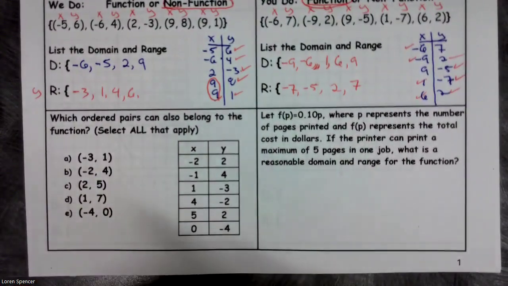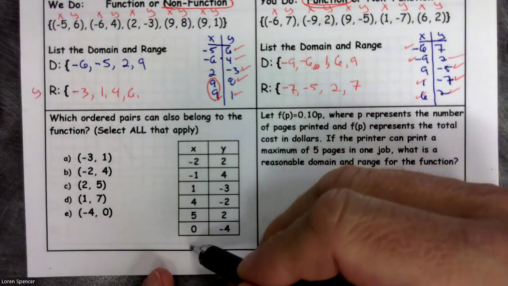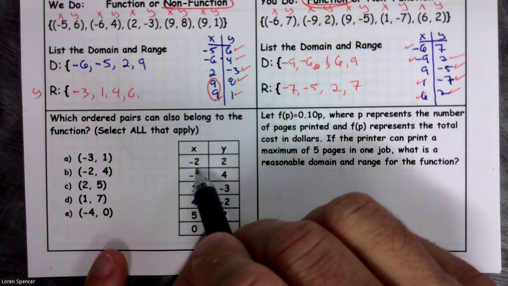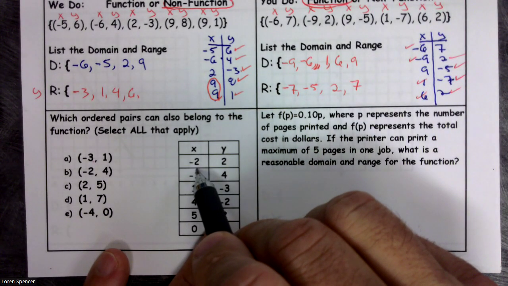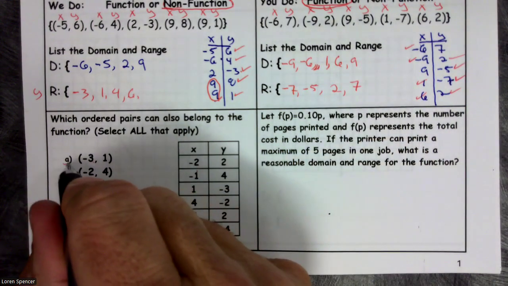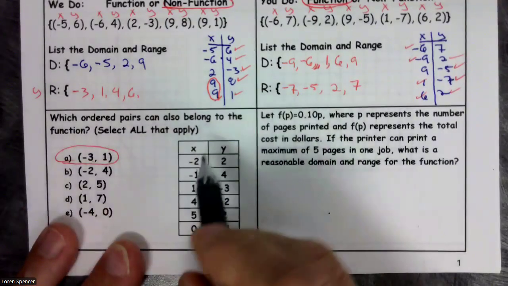All right, so which ordered pair can also belong to the function? Select all that apply. Well, to be a function, the x's can't repeat, and when I look at this, none of the x's do repeat. Okay, is -3 in there? And the answer is, no, there is no -3. So we can select this. So A is okay. It can be part of it.